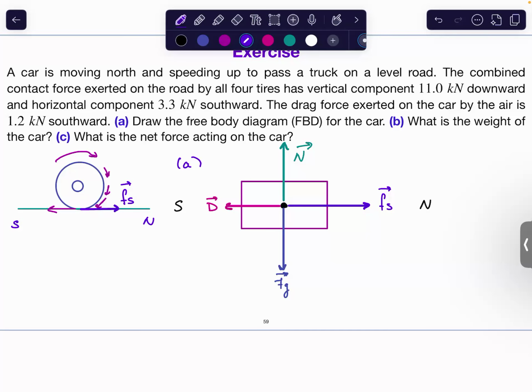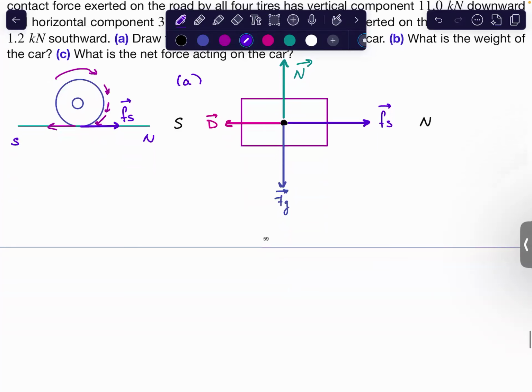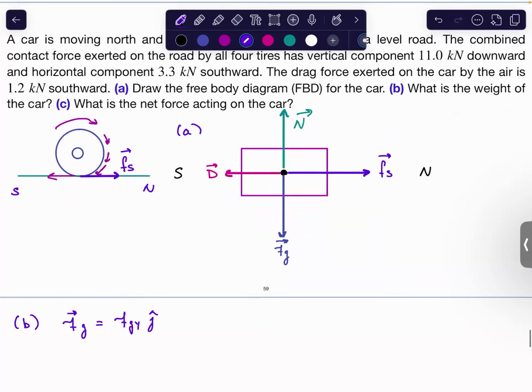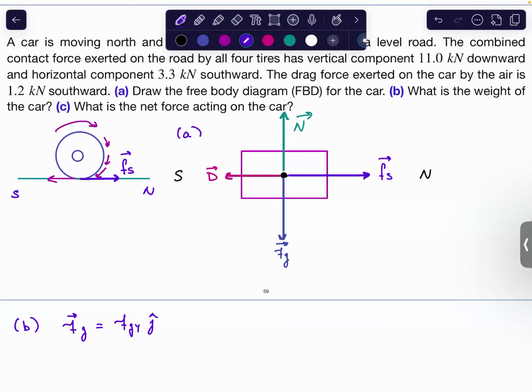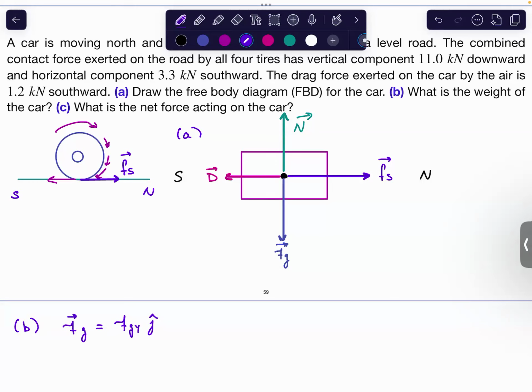Okay, B, what is the weight of the car? Okay, well, this one's kind of a logic. This one's logic. So we know that our force of gravity is only applied in one direction. So it's the force of gravity in the j hat direction. And we know that we're going to call that downward direction negative. And we know from the problem that all wheels pushing down on the road exert a force of 11 kilonewtons.